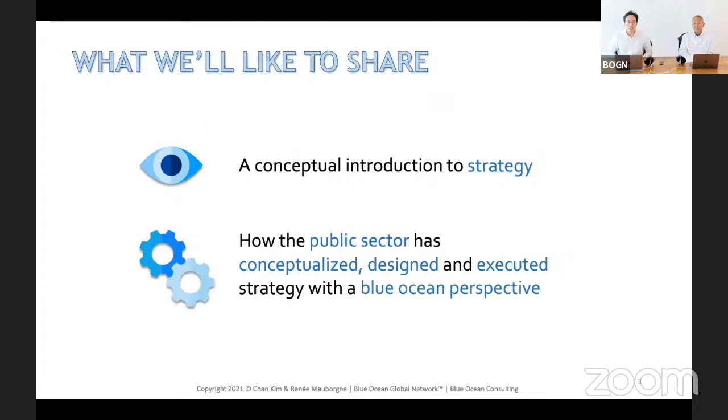So this is what we'd like to share today. First, we want to give a conceptual introduction to what strategy is. We'll be using an example for this. And then this will help us to also explain how the public sector has conceptualized, designed, and executed strategy with a blue ocean perspective. So this is how we would be framing the presentation.